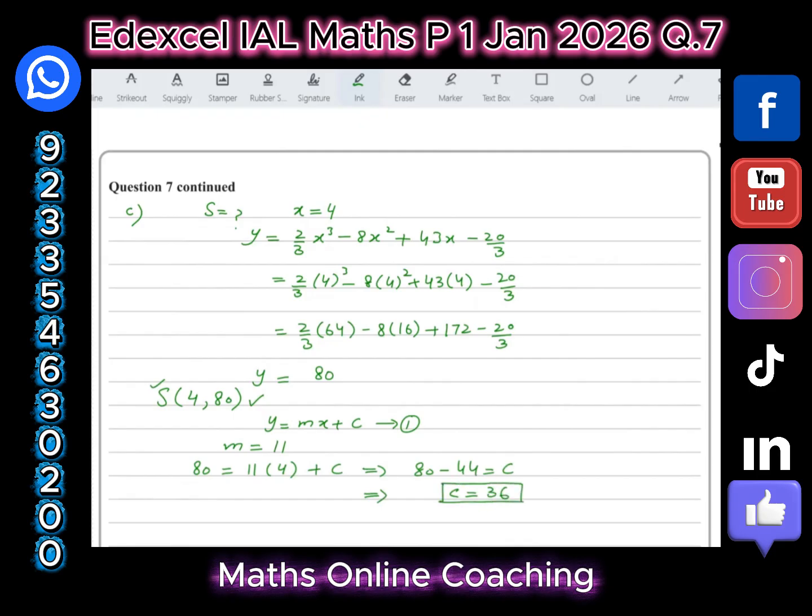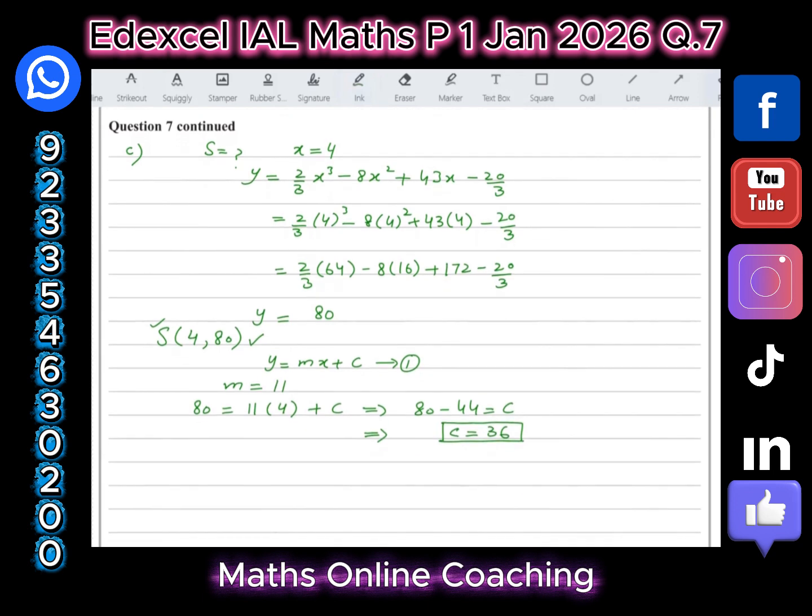Using this value of c in equation 1, we have y is equal to 11x plus 36. This is the required equation of the tangent at the point S where the gradient is minimum. It completes the question. Stay with us for further solutions.